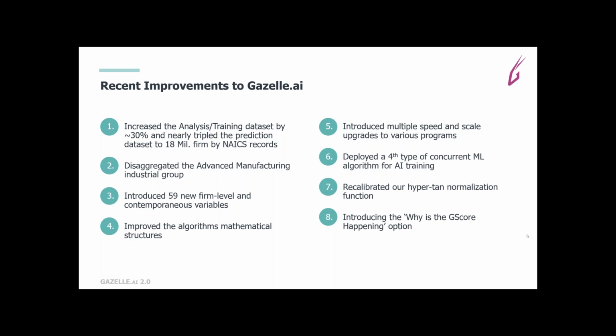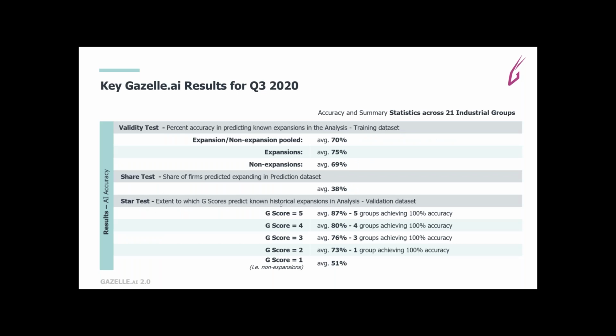The why is the G-score happening option will give you some insights into that. So that is essentially the Gazelle.ai state of the art at the moment. Next slide, please. What I'd like to do now is just discuss some of the key results for our recent Q3 2020 G-score production run.